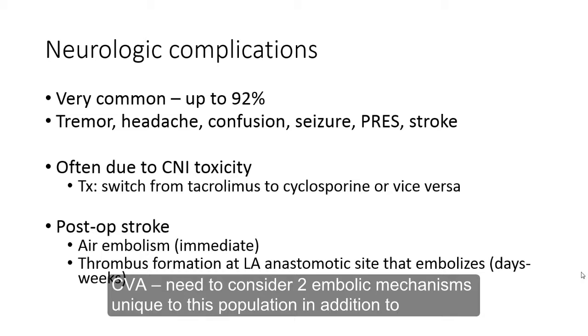So moving on to neurologic complications. In general, neurologic complications are exceedingly common. Over 90% of patients have some sort of neurologic complication post-transplant. Tremor is probably one of the most common. If you put headache into it, it's hard to have anyone who doesn't have a headache, I suppose. But tremor is an exceedingly common complication, at least in the early post-transplant period, because of the higher doses of calcineurin inhibitors. Confusion, seizure, PRESS, which I'll focus on a little bit, and then stroke.